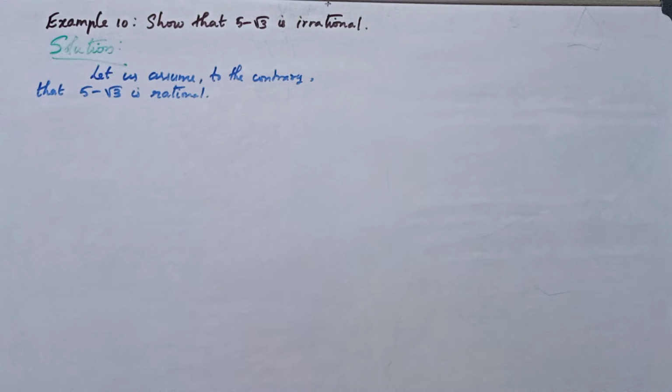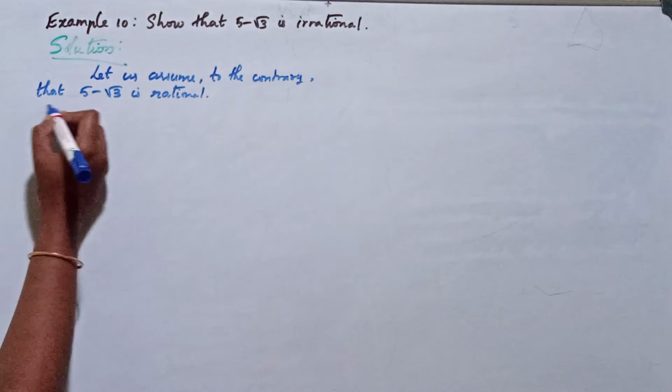So just like the last problem, this will be a rational number. That means it can be written as a by b, right? 5 minus square root of 3 is equal to a by b, where a and b are integers and b is not equal to 0, and we are assuming that a and b are co-prime numbers. Okay, the same way, just like the last problem.